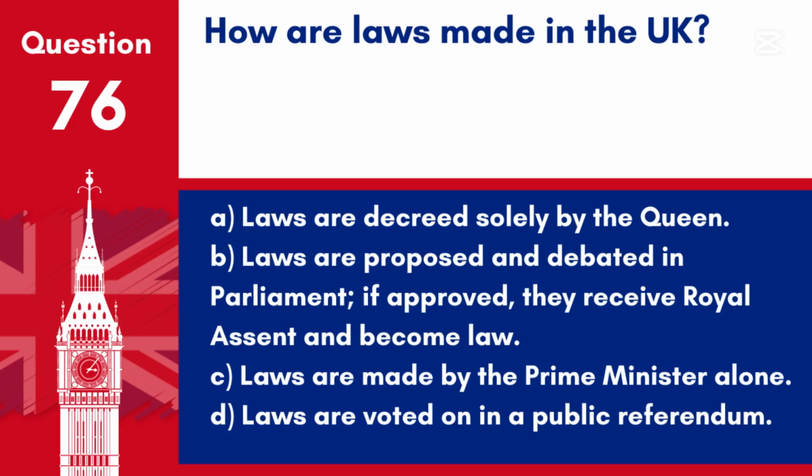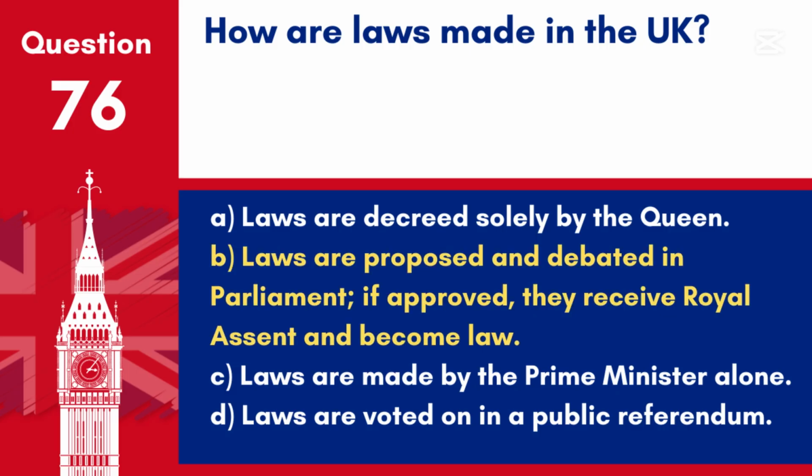Question 76. How are laws made in the UK? A. Laws are decreed solely by the Queen. B. Laws are proposed and debated in Parliament. If approved, they receive royal assent and become law. C. Laws are made by the Prime Minister alone. D. Laws are voted on in a public referendum.